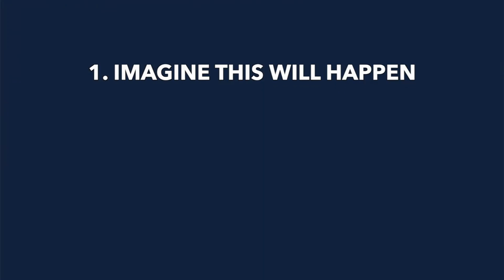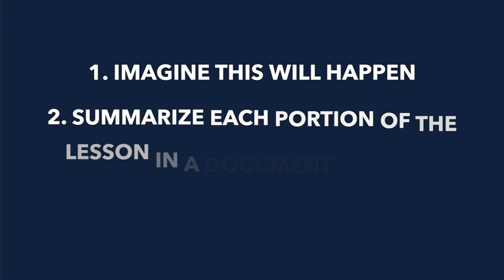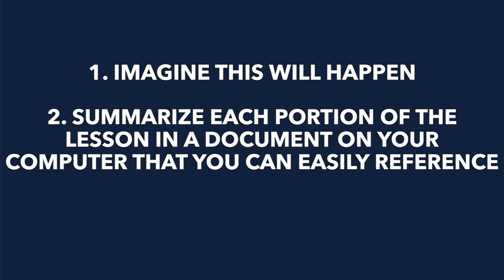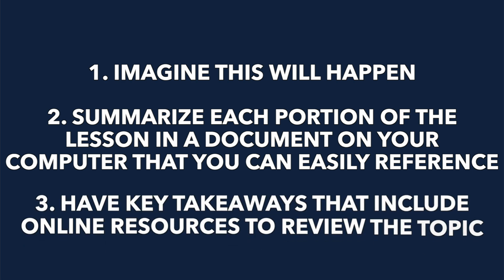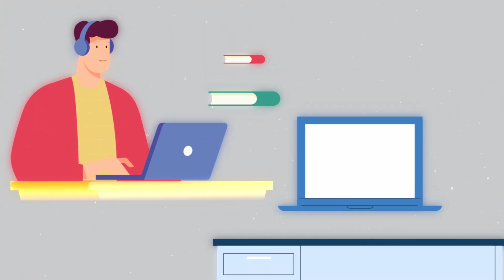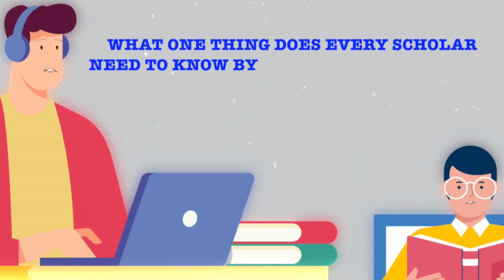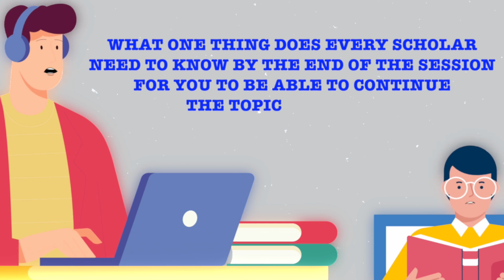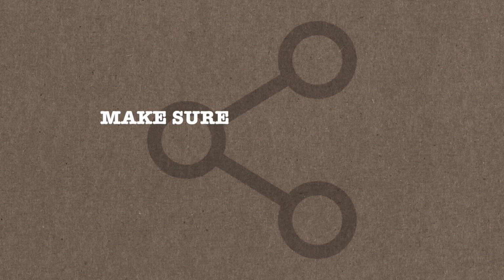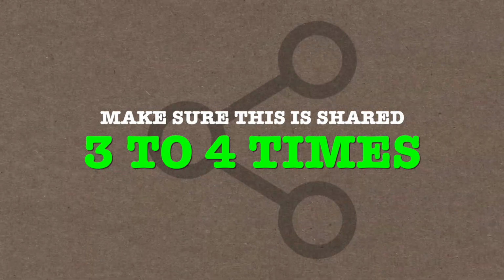First, imagine this will happen. Second, summarize each portion of the lesson in a document on your computer that you can easily reference. And third, have key takeaways that include online resources to review the topic. First, imagine a scholar coming late to the lesson and ask yourself, what one thing does every scholar need to know by the end of the session for you to be able to continue the topic next class? Write it down. During the lesson, make sure this is shared 3 to 4 times. So regardless of when a scholar joins, they will get the most important part of the lesson.